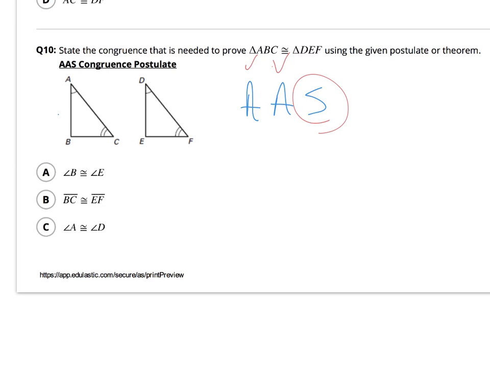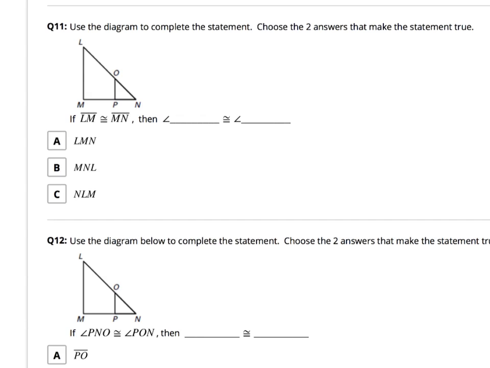All right, so you've got to find the missing piece of information that you need down here in your answers in order for it to be angle, angle, side. Okay, here in number 11, we're going to use a diagram to complete this statement. We're going to fill in the blanks. Choose 2 answers that make it true. So 2 of these 3 go in here. We have 2 blanks, so we need to choose 2 of them.